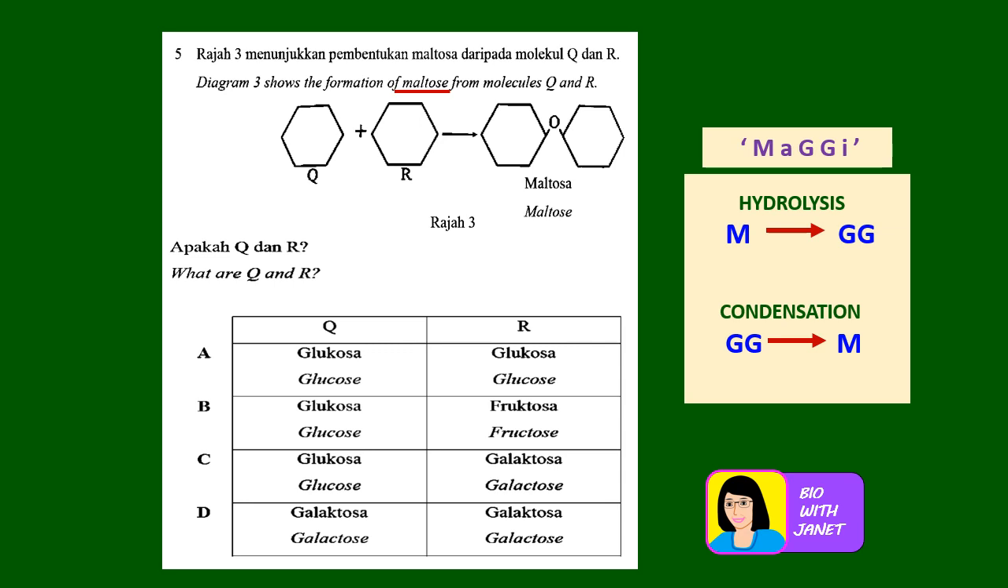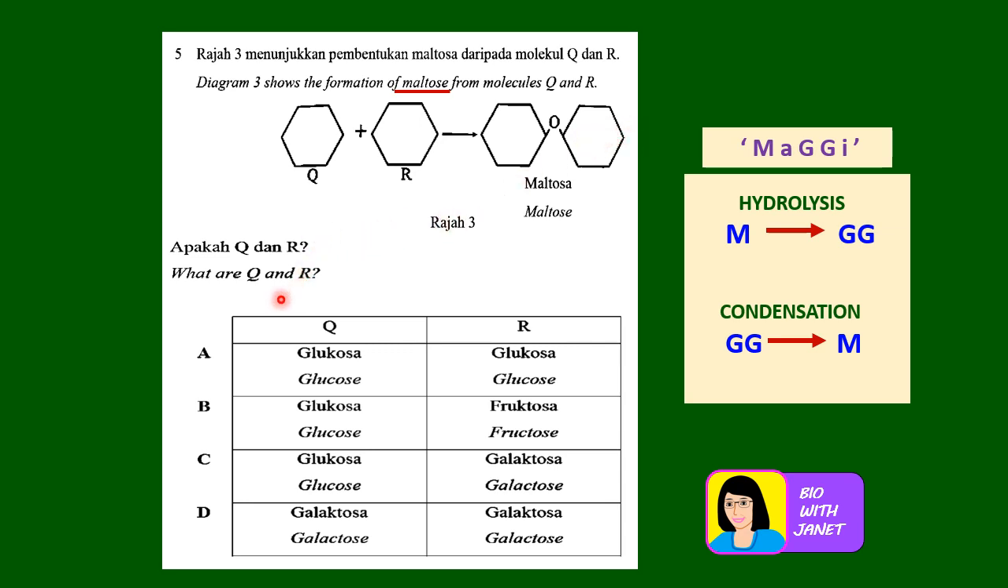Question 5. Diagram 3 shows the formation of maltose from molecules Q and R. Okay, so this process is called a condensation reaction, where 2 smaller molecules combine to form a more complex molecule and also to form 1 water molecule, which is not shown here, right?